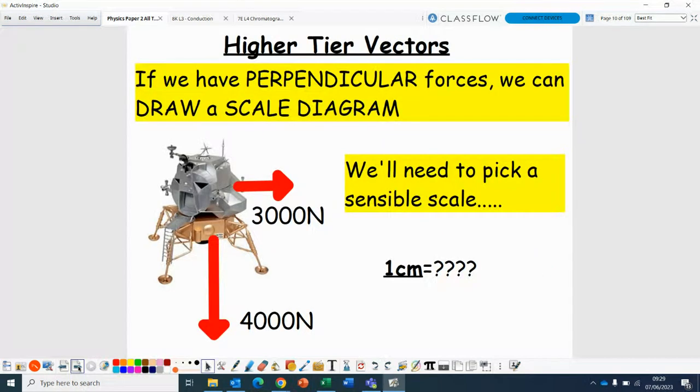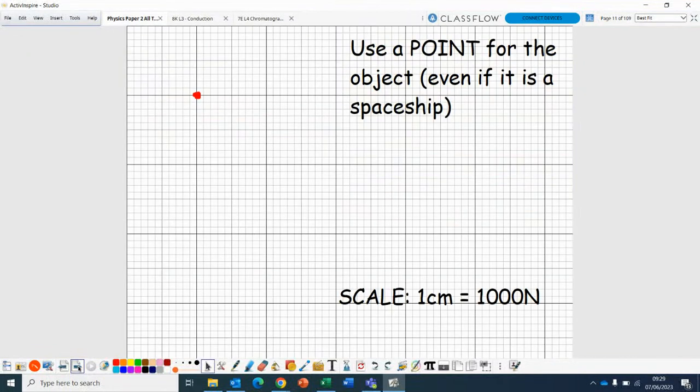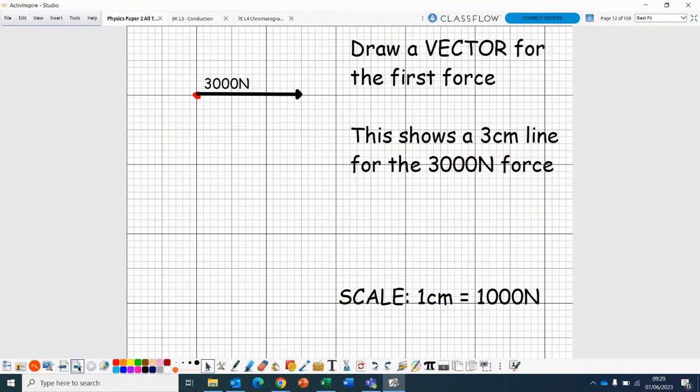Higher tier this bit. If you're going to draw a vector diagram, so there's an example, you need to think of a suitable scale. So 1 centimetre equalling 1,000 newtons would be logical. Make a point of where you start. Draw the first force to scale. So 3 centimetres, 3,000 newtons.